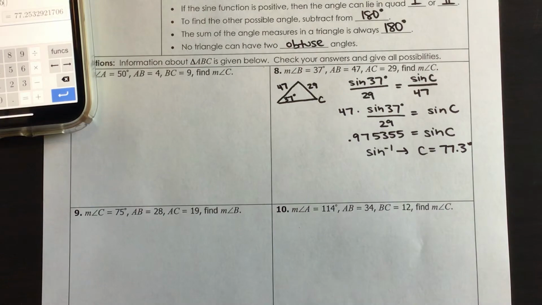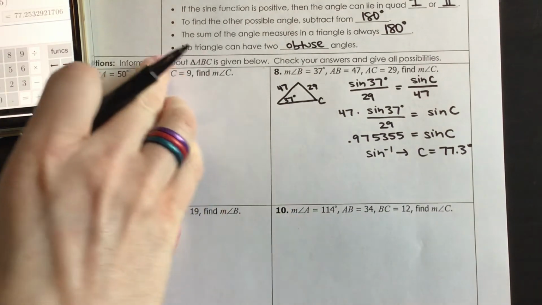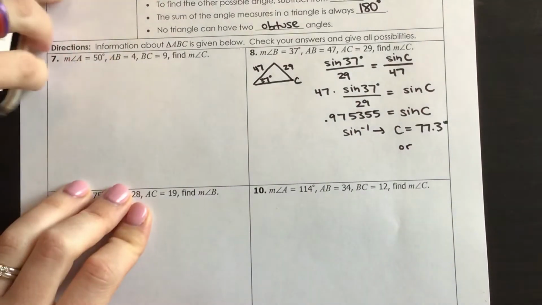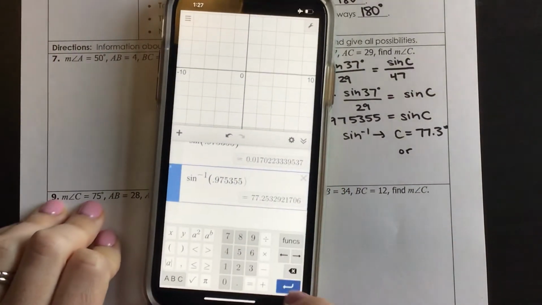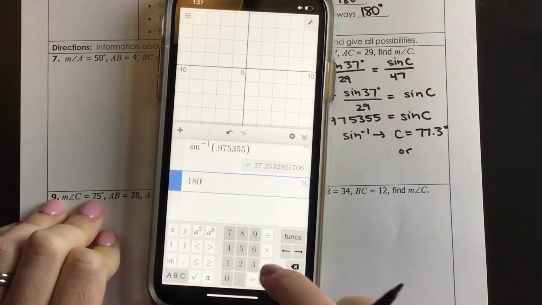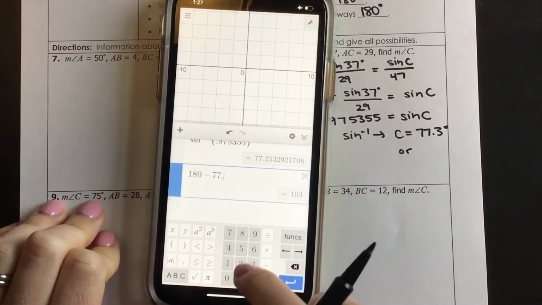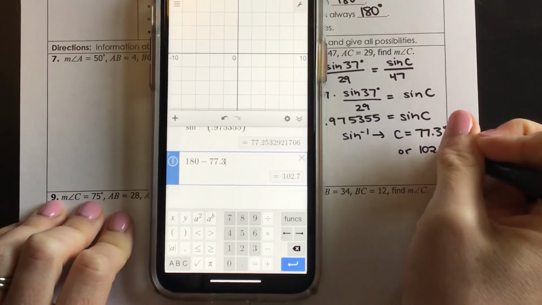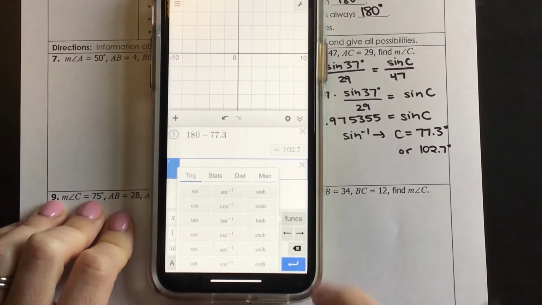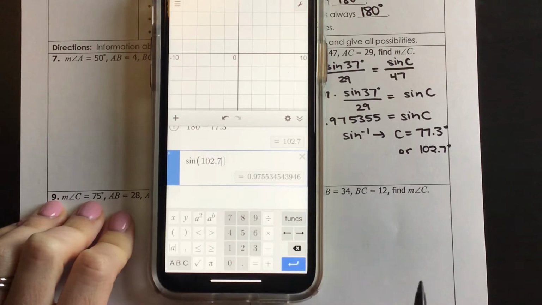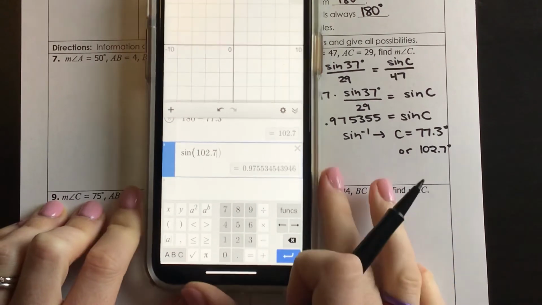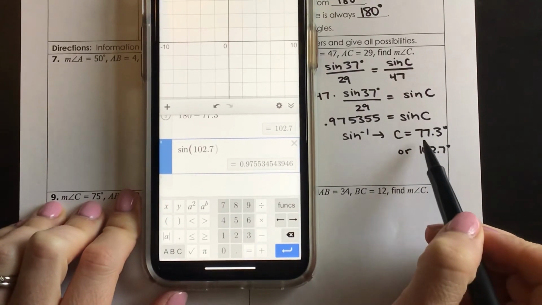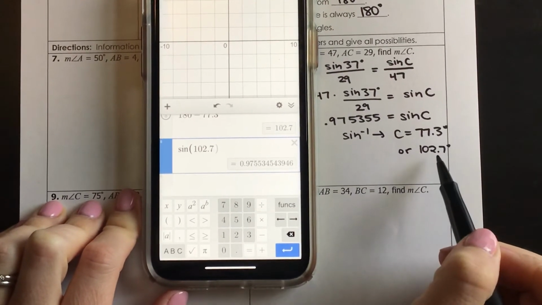So that is the value that's in the first quadrant. To find the angle that's in the second quadrant, we subtract from 180 degrees. So we do 180 minus 77.3, and we get 102.7. So this is a possibility as well, because watch what happens. If I take the sine of 102.7, I get that same exact value that I had right here. Just remember, your calculator is automatically only going to give you the one in the first quadrant, so we have to check to see.